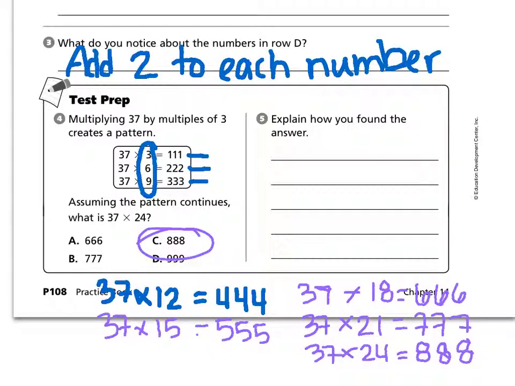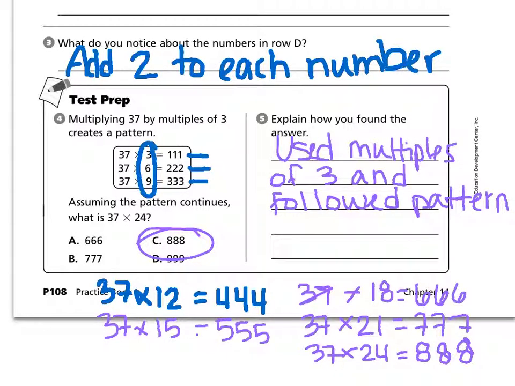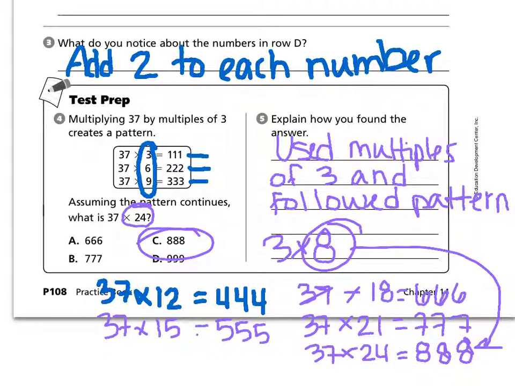Explain how you found your answer. You can see that I just used the different multiples of 3 and went up and followed the pattern. I also know that 3 times 8 would equal 24. And if I use 3 times 8, you can see that the 8 correlates with 888. Remember to show all of your work.